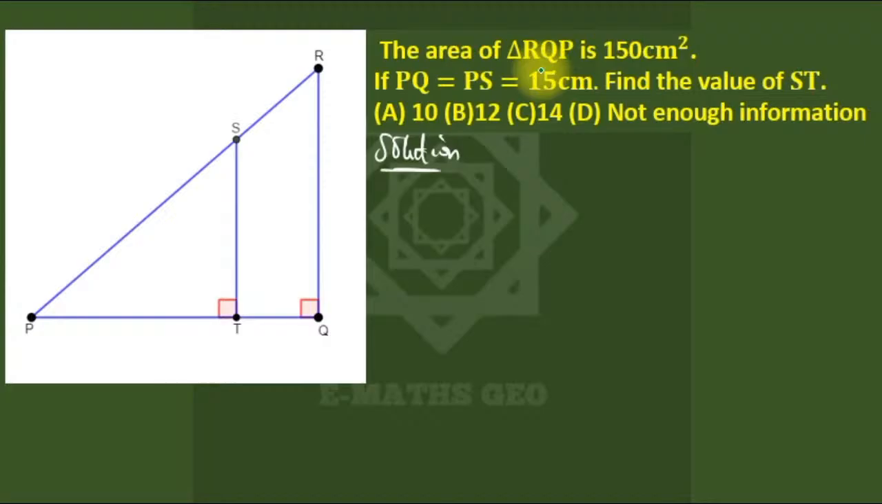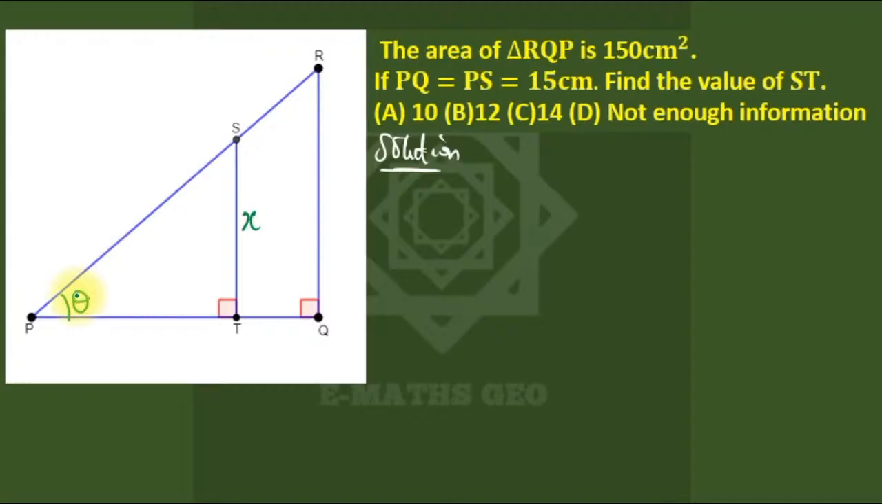The area of triangle RQP is 150 if PQ equals PS and is equal to 15. Find the value of XT. So we're looking for XT. Let's call it x. And you know, this is a similar triangle, yes, because this is theta and 90. This is also theta and 90. So this triangle is similar to this.